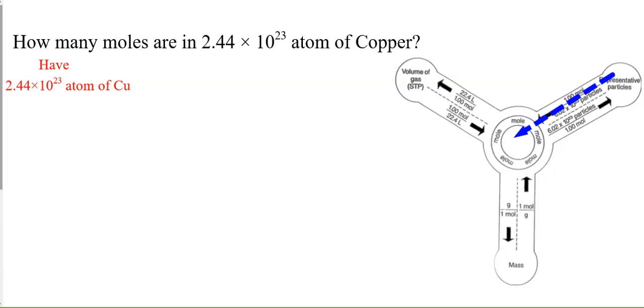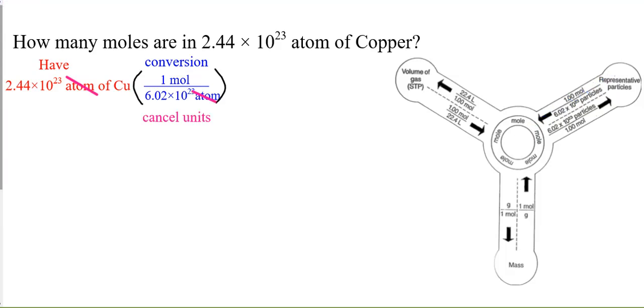Figure out the conversion factor. So again, we're going from the top right down to the center. So put in that conversion factor equation, right? 1 mole for every 6.02 times 10 to the 23 atoms. Cancel off the units that cancel off. So the atom cancels, the atom cancels.